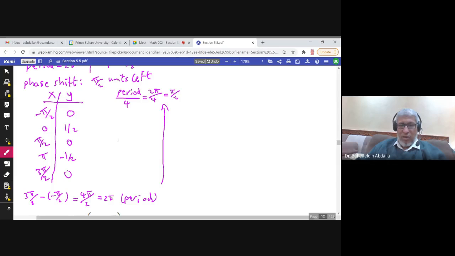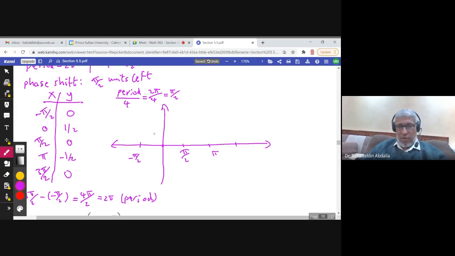Let us do it. Now, pay attention. I'm going to start from negative pi over 2. What is my unit of measure? Pi over 2. So negative pi over 2, this is the beginning, then 0, then pi over 2, then pi, then 3 pi over 2.